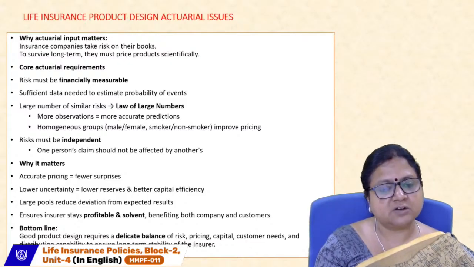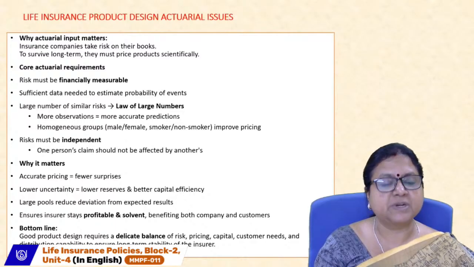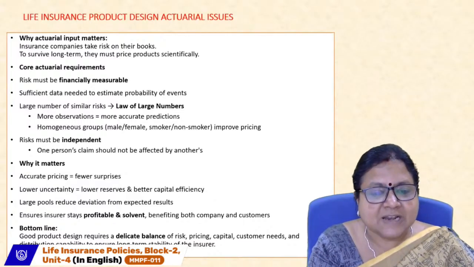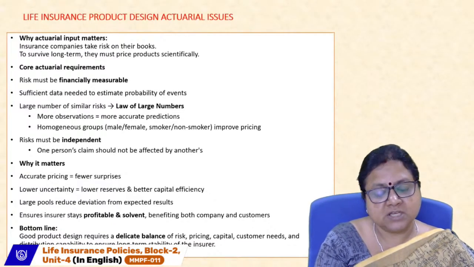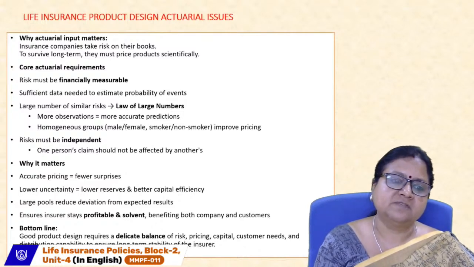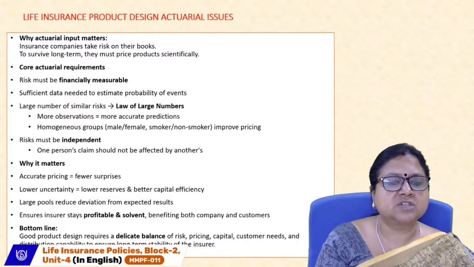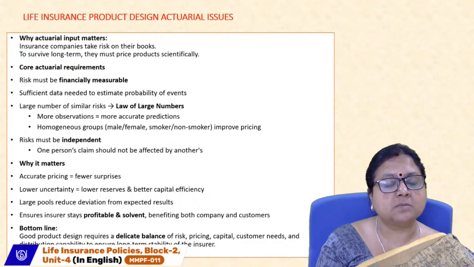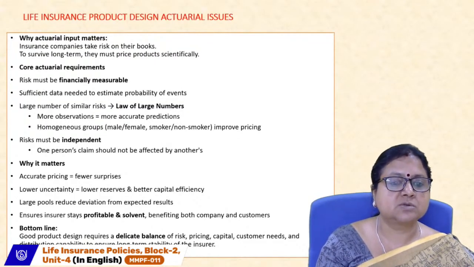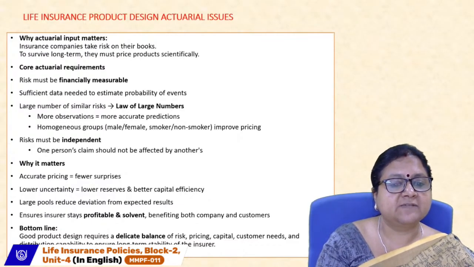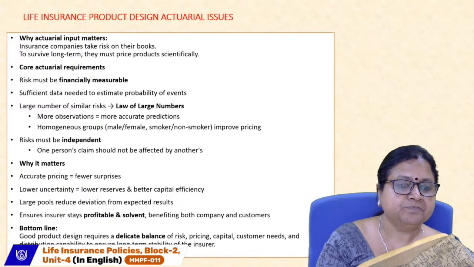So if the uncertainty of happening in the future is less, and your prediction is better, then of course you will need a smaller amount to settle the claims of the insurance policyholders, and there will be better capital efficiency. So large pools reduce the deviations from expected results. You need to have more and more people who come and purchase your insurance policy, so that you will have less deviation from the expected results.